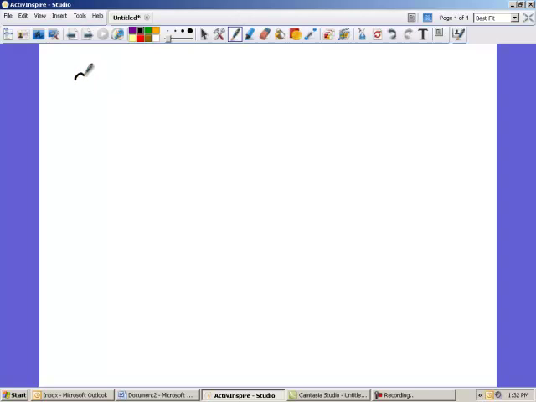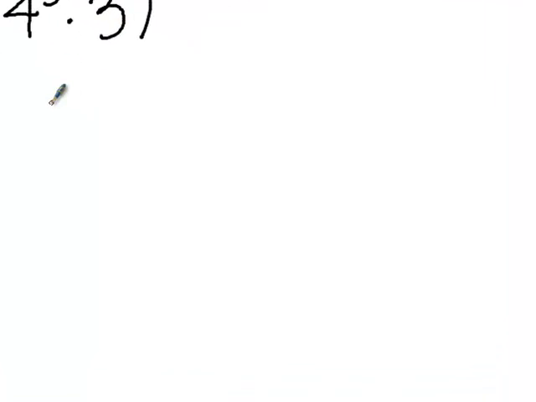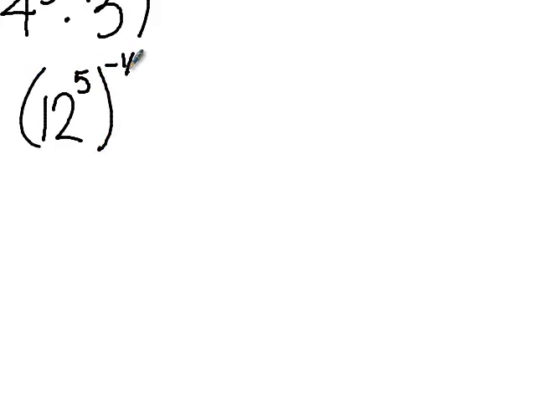All right, the next problem here. Okay, so let's look inside the parentheses first. You notice how we don't have the same base here. The 4 and 3 are obviously different, but we do have the same exponent. And when you do have the same exponent, you can combine it together. So 4 times 3 is 12 to the 5th power. And we still have this fraction outside here.